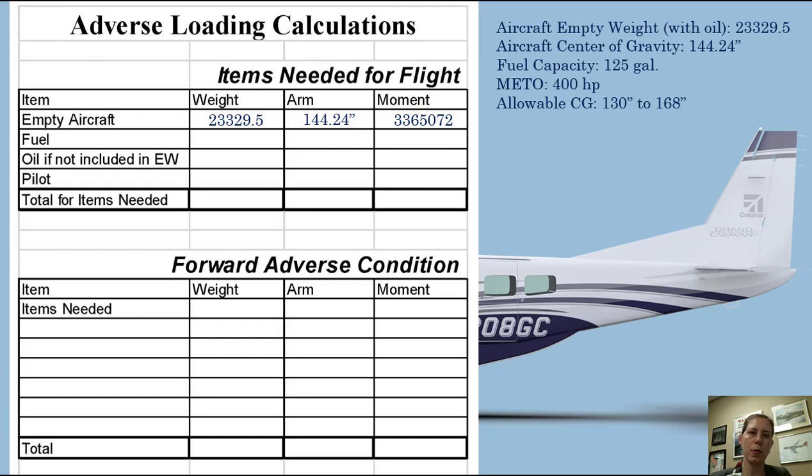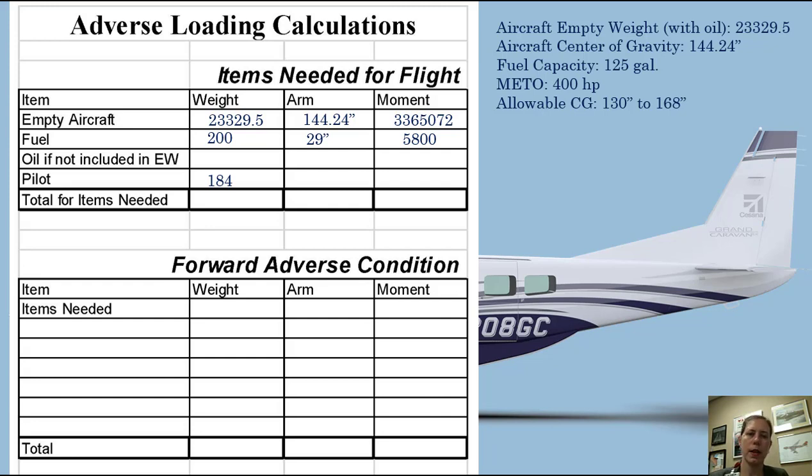Now, what was our minimum fuel? Our minimum fuel, we said, was 200 pounds. That was that 400 horsepower METO divided by 2. We get 200 pounds, and that was located at 29 inches. Next, we have our pilot. Oh, I calculated the moment as well. So we have our same formula, weight times arm equals moment. Now, also we have to notice that we weighed the aircraft with oil on board. So we're going to skip the line that says oil if not included in our empty weight, because in this example, we did include it in our empty weight.